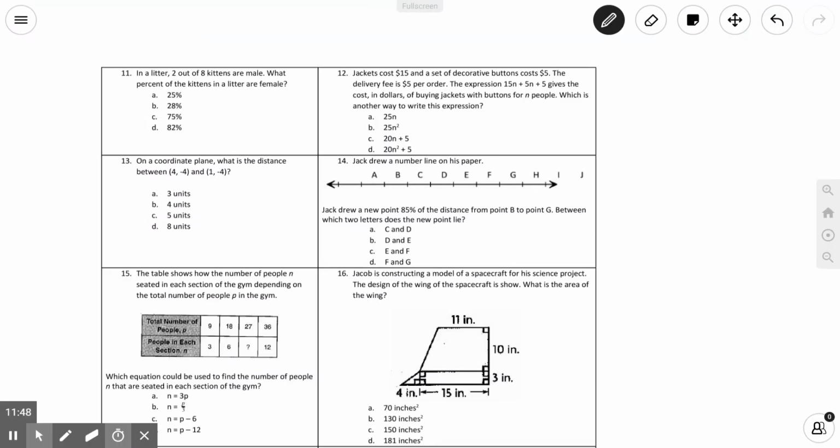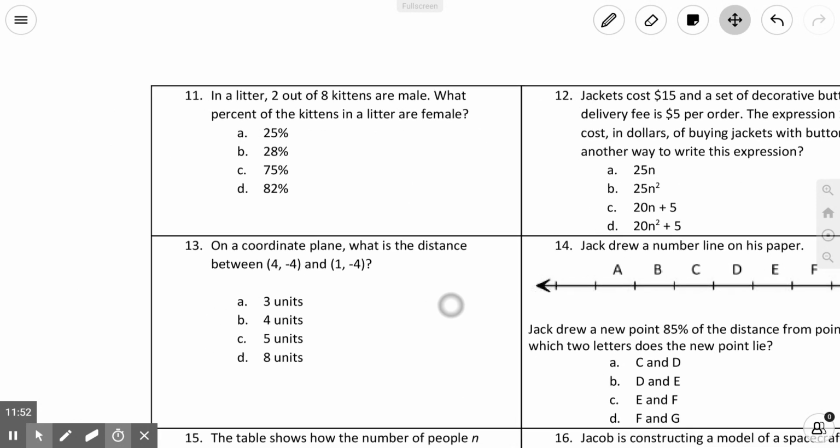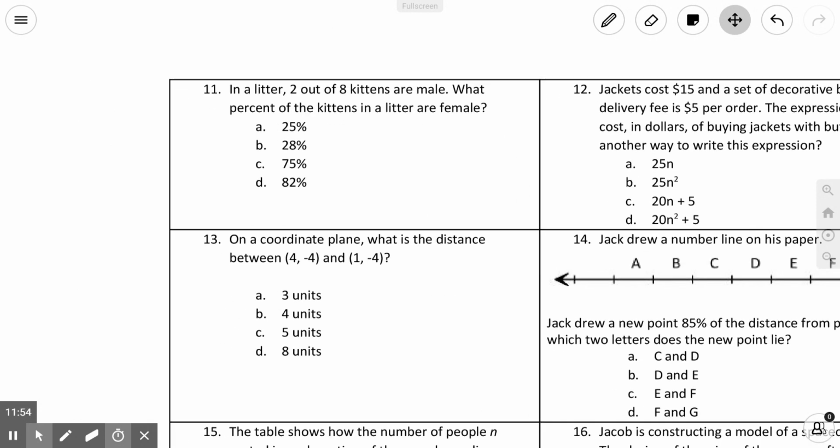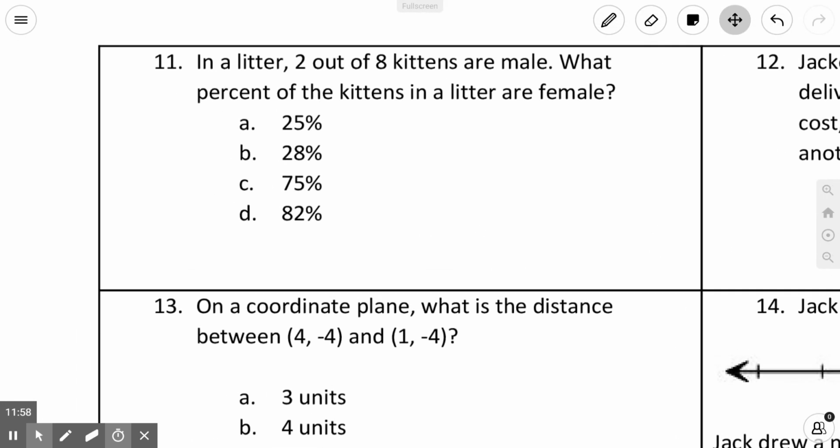Question number 11 says, in a litter, 2 out of 8 kittens are male. What percent of the kittens in the litter are female? So this gives me 2 out of 8, 2 male out of 8 total. What percentage of the kittens are female?